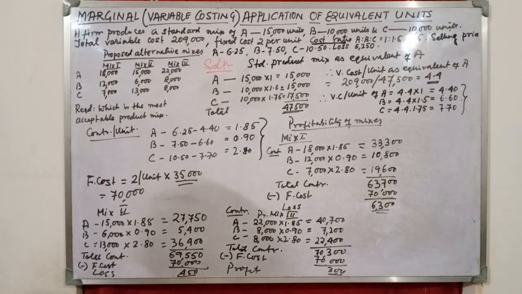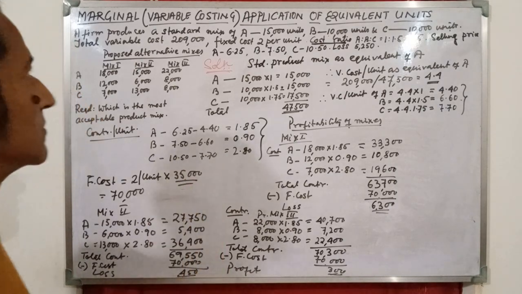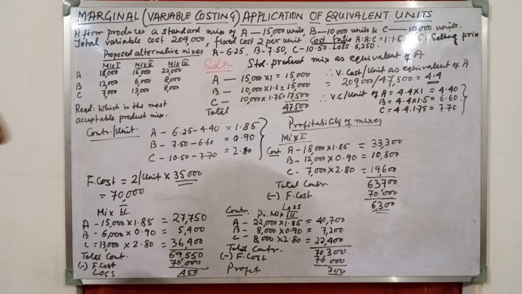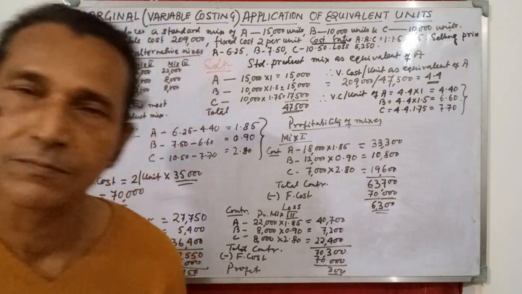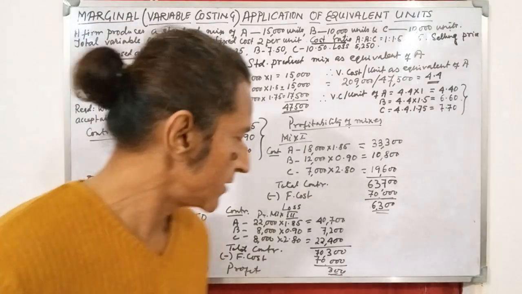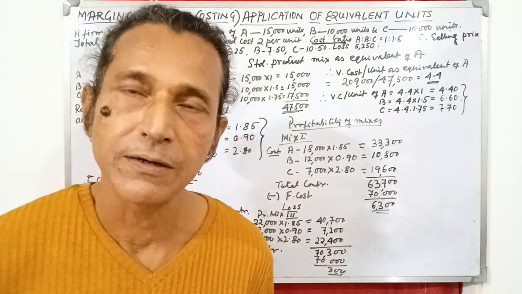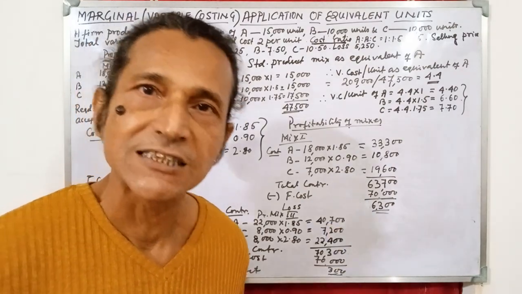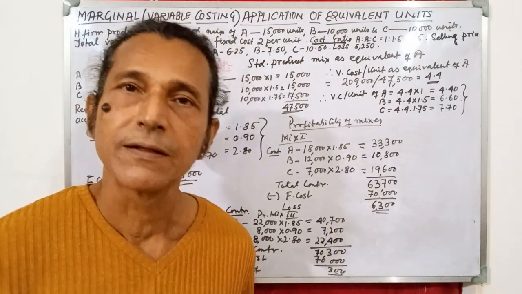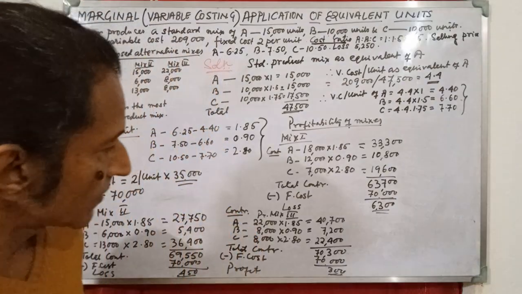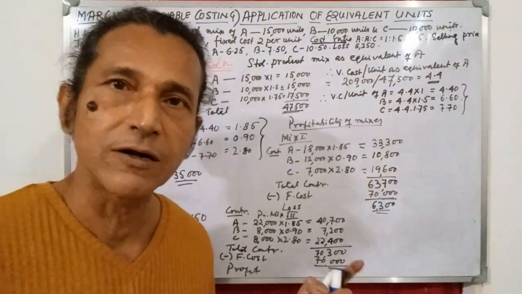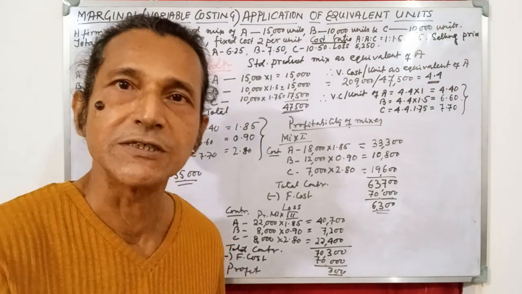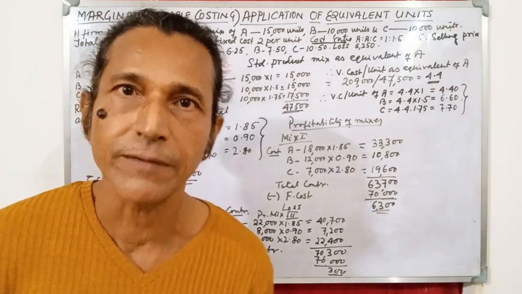The loss from product mix 2 is 450, and only product mix 3 is giving a profit of 300 to the company. So product mix 3 is most profitable, hence it is the most acceptable product mix. That means the firm should adopt this product mix in order to overcome the loss the firm is incurring right now. Okay.